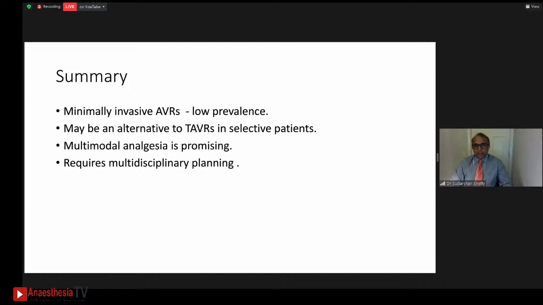And multimodal analgesia is promising, including regional anesthesia to prevent opioid overuse and shorten the duration of hospital stay. And as other people have emphasized in this webinar earlier, this requires a lot of planning across multiple disciplines, including the surgeons, anesthesiologists, even the nurses, because these are a little more complicated than what we do, and with the low prevalence, you need to be a little more vigilant.